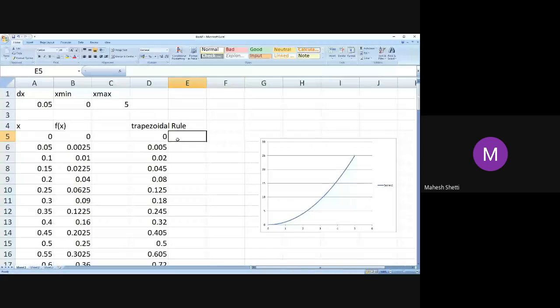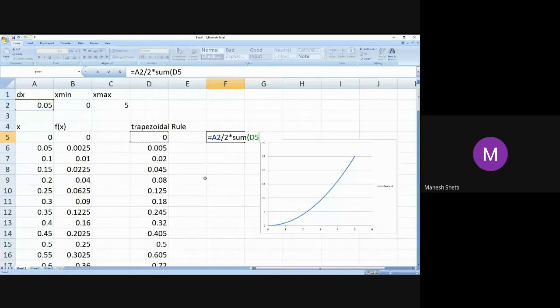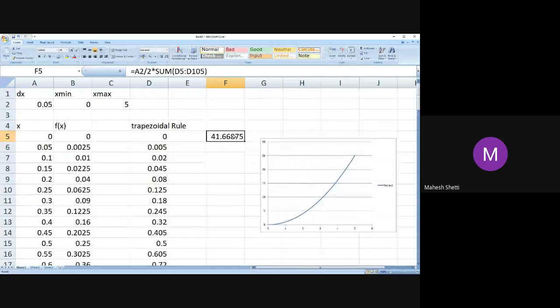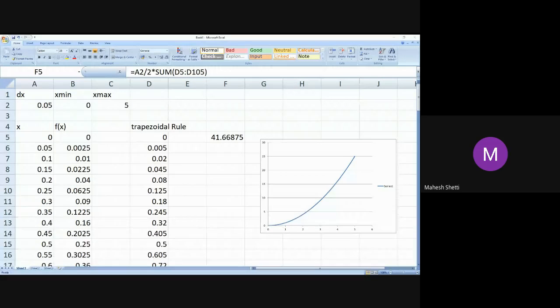So what is going to be the integration? The integration is going to be delta x, so this is dx divided by 2, multiplied by this entire summation. So sum from this point to this point. And this is the answer. So what is this answer? This is integral x square dx from 0 to 5.